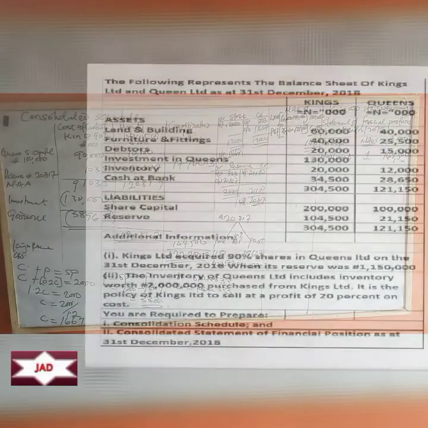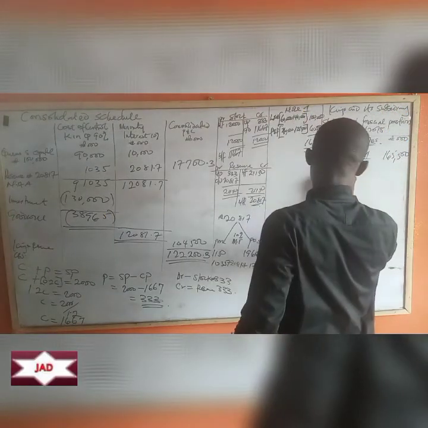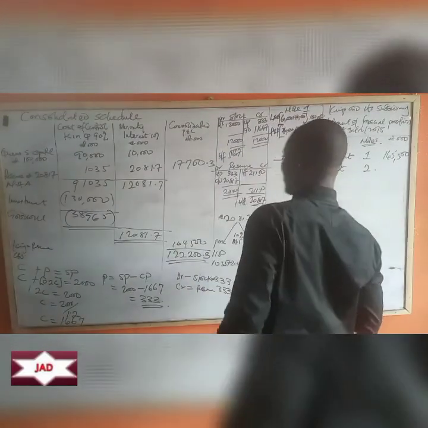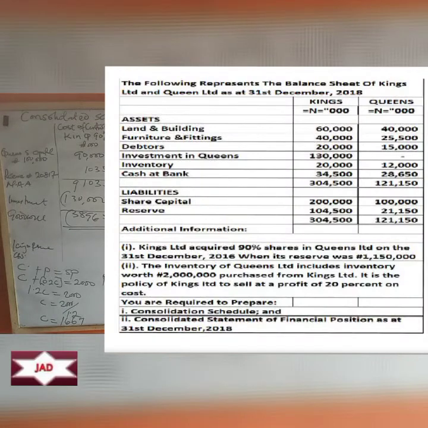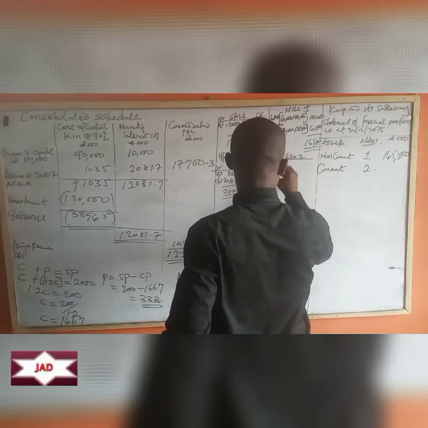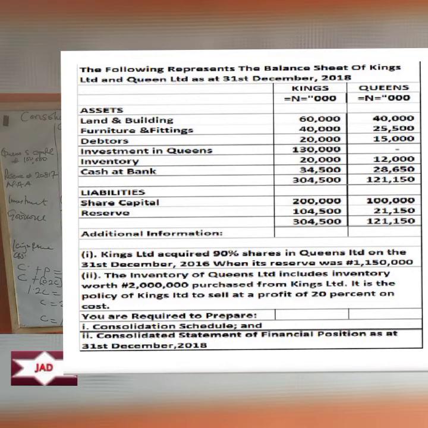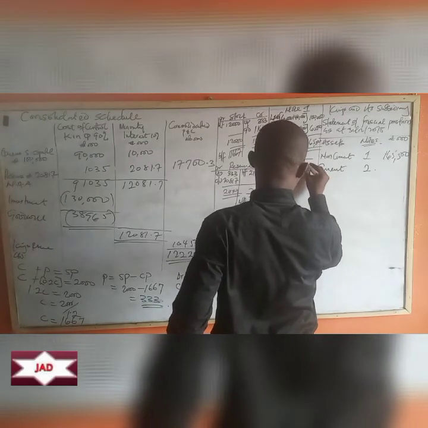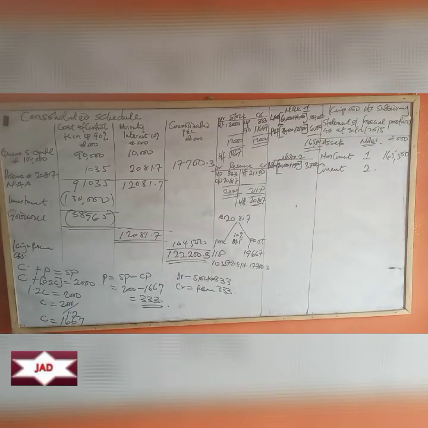So the next one now is your what? Current. Note 2. So let's call that note 2. Note 2 here, what do we have? We have debtors. So what do we have for debtors? 20,000 plus 15,000. So what do we have? 35,000. Right?